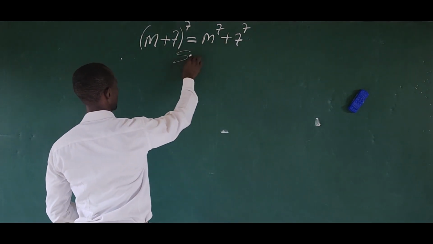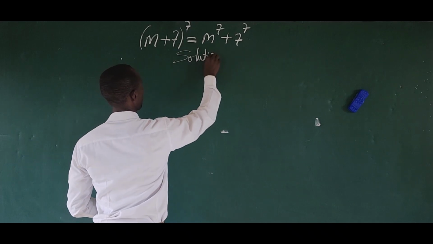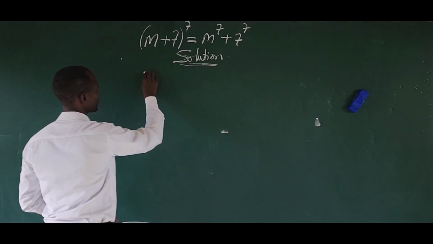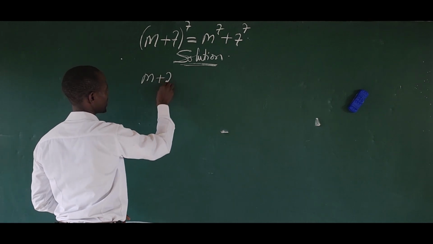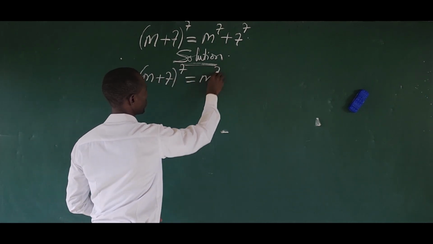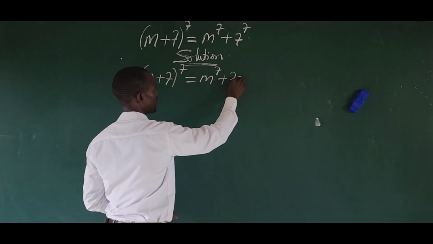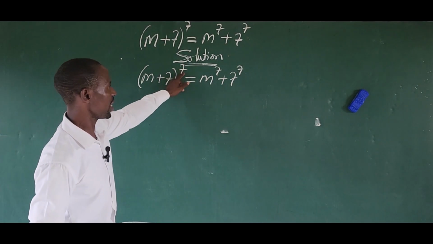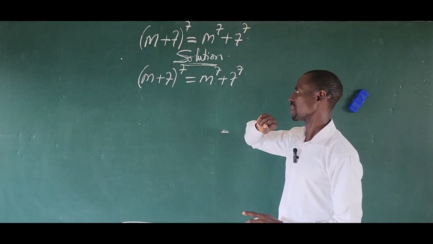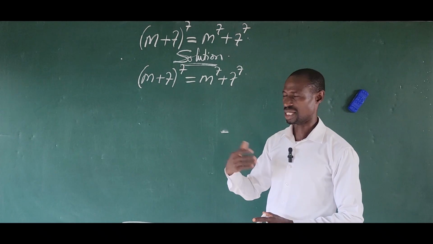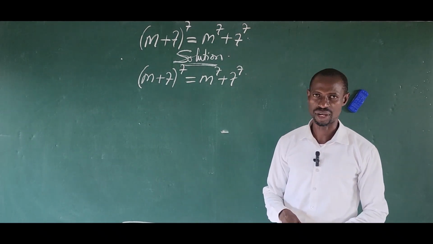All right, so we take our solution. The question here is (m + 7) all raised to the power of 7 equals m to the power of 7 plus 7 to the power of 7. Now this is a heavy exponent. So how do we solve for this? We're going to think of some algebraic identity that will enable us to solve this.